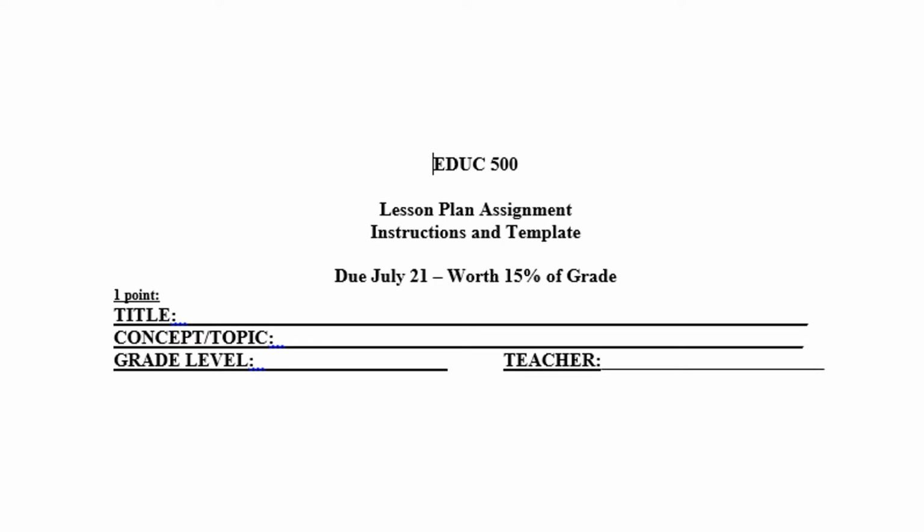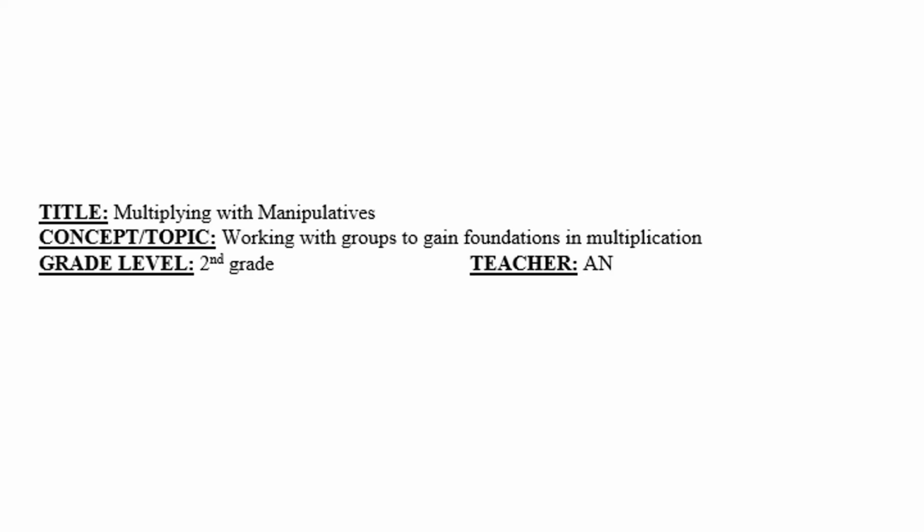Let's get started and review the parts of the template. First, for 1 point, there is the title of the lesson, what topic it'll be covering, what grade level, and the teacher's name. By the way, you're to write your responses or type them directly on the template and save them and submit it from the template. This is from the exemplar. The title of the exemplar lesson is Multiplying with Manipulatives. The concept or topic is working with groups to gain foundations in multiplication. It's appropriate for 2nd grade, and AN are the teacher's initials.